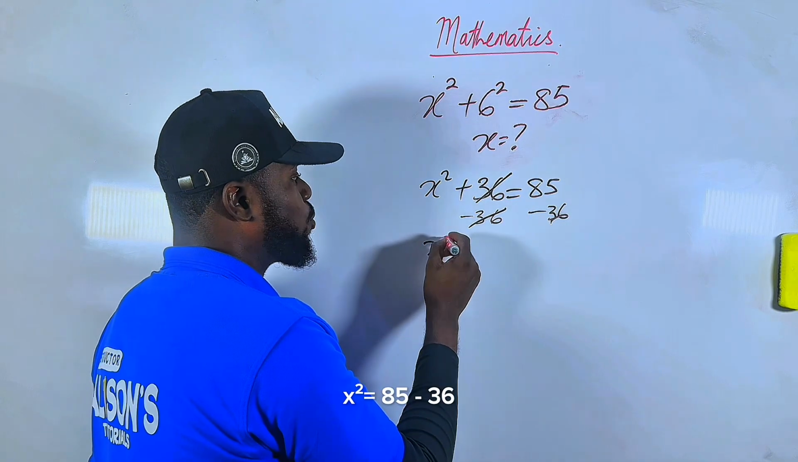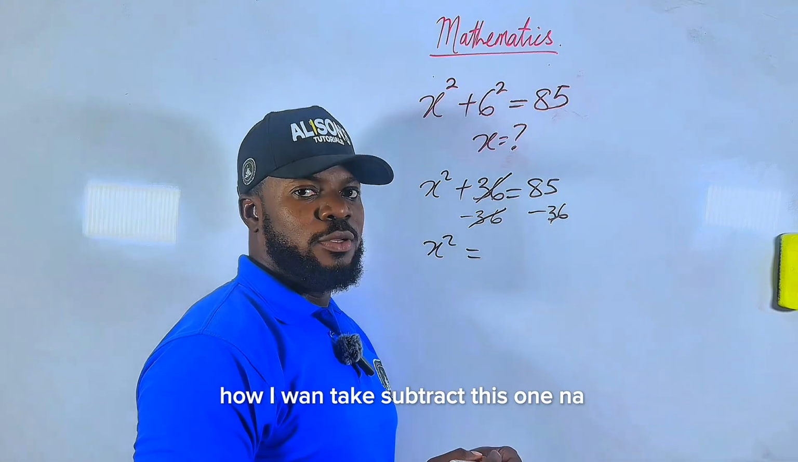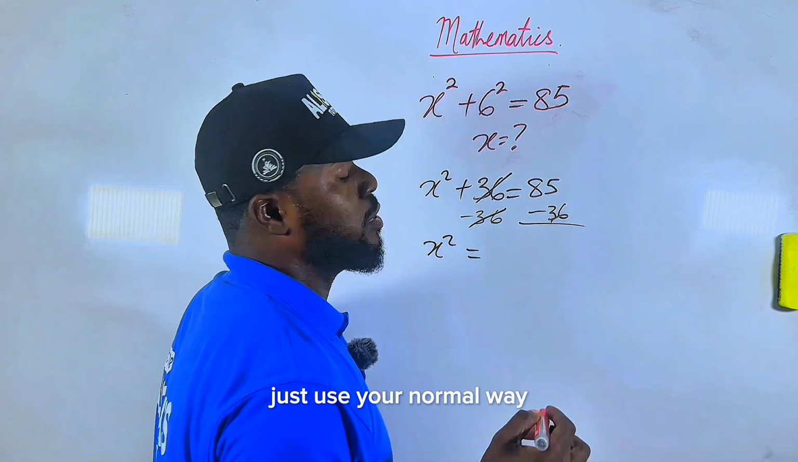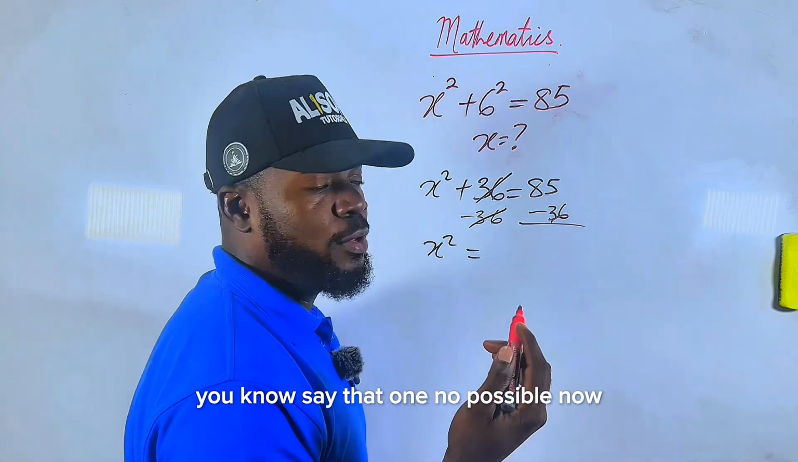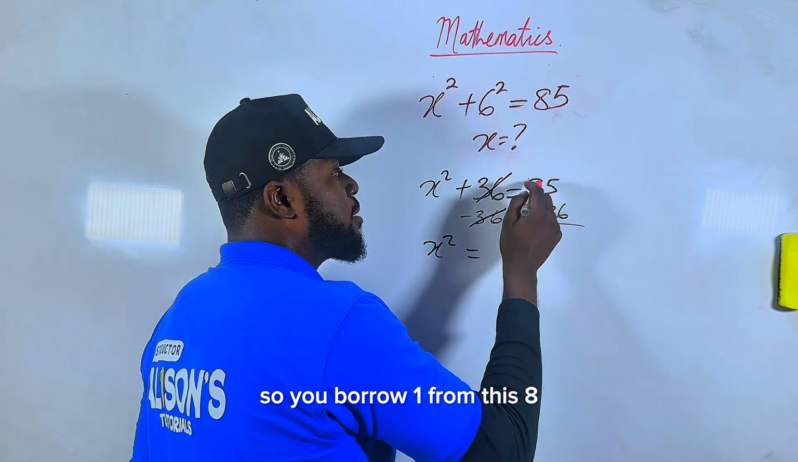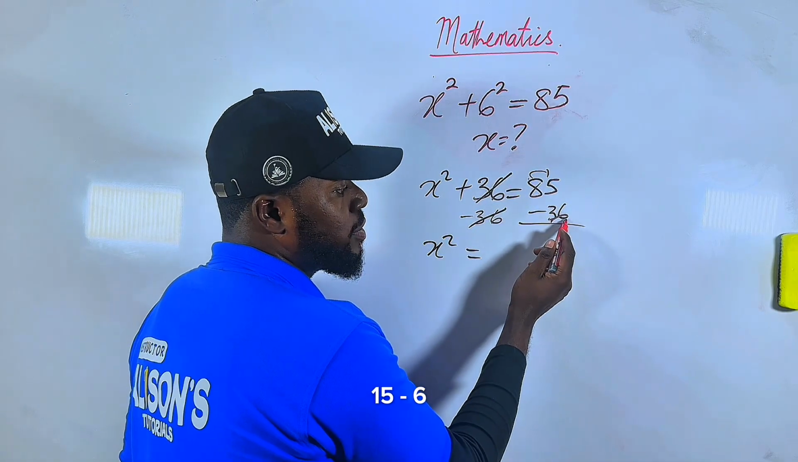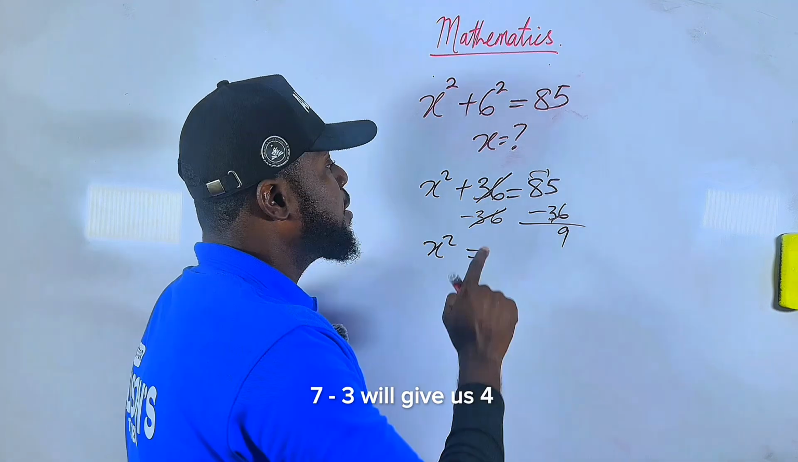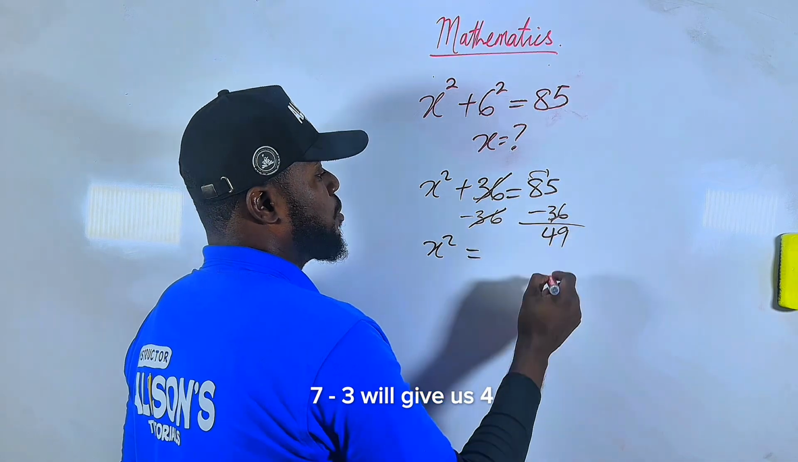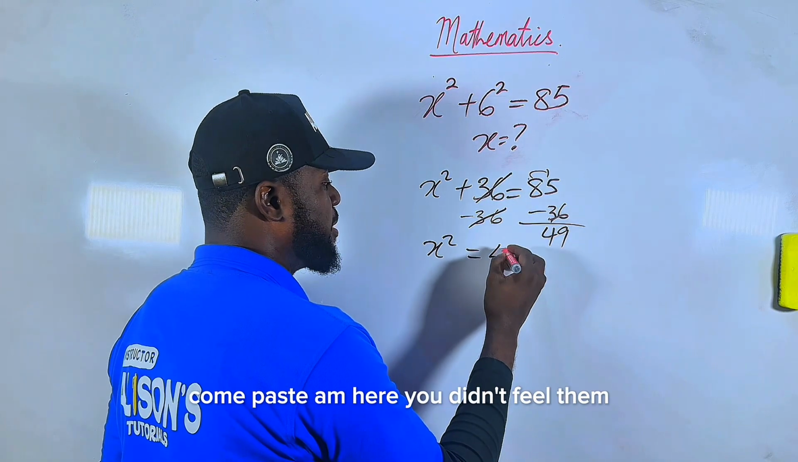Which you can remember now x squared equal to 85 minus 36. Oh, this is a big number. I want to subtract this one now. It's simple. Just use your normal way they take subtract something. 5 minus 6, you know, so that one not possible now. So you borrow 1 from this 8. That one we borrow from 8. Come make this one 15. 15 minus 6, that one will give us 9. Here now, what's it going to remain? Now 7. 7 minus 3 will give us 4. So we have 49. Carry that 49. Copy them from this place, come paste them here.